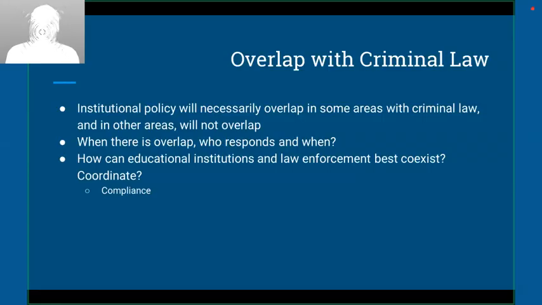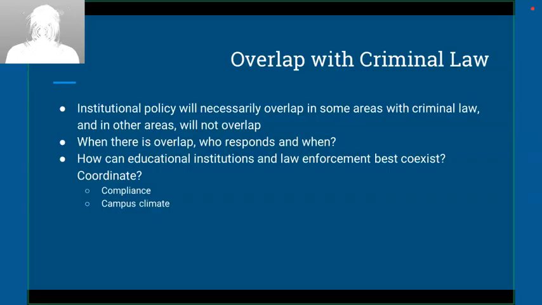When can an educational institution, even if they don't have a legal obligation to report something, still have an obligation to respond? They have legal obligations under their particular state laws as well. So part of it is that, and another piece of it is the campus climate and the expectations. Also something to consider in answering these questions: who responds and when, and how can we work together?